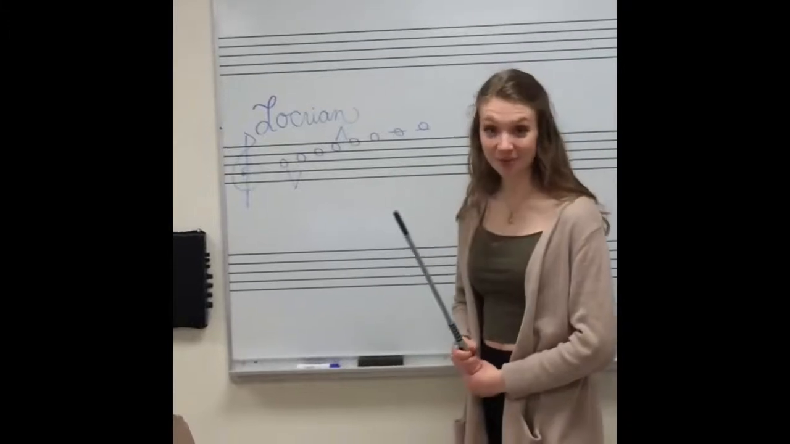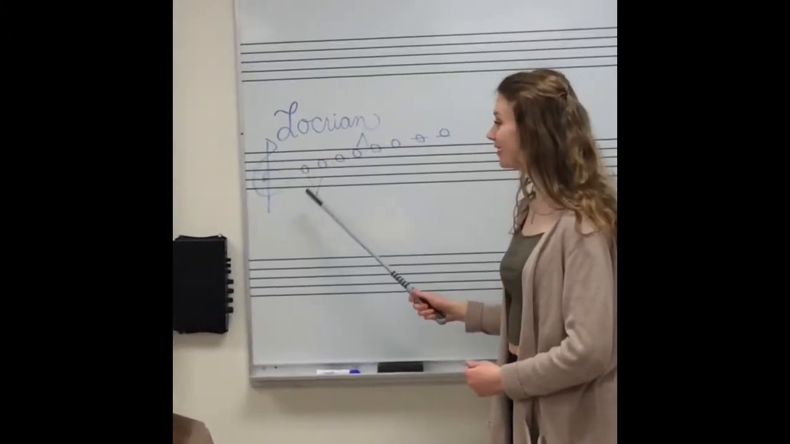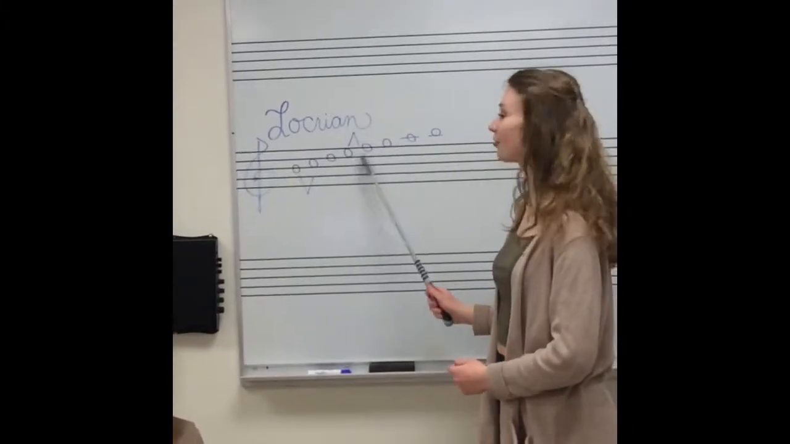The next and final mode is Locrian. It starts on B and has half steps between 1 and 2 and 4 and 5.